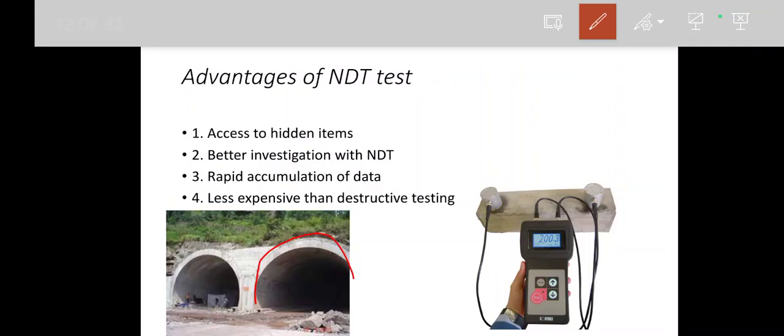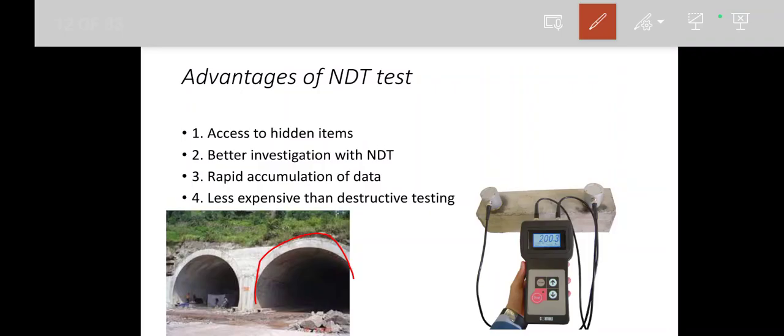And also it is a better investigation. See, I can repeat a number of tests. So normally they will do two tests to confirm a result. One is this rebound hammer, and another one is UPV, the ultrasonic pulse velocity test, to determine a result. When compared to other methods, it is a better investigation. Why? Because in a structure we are identifying the strength.